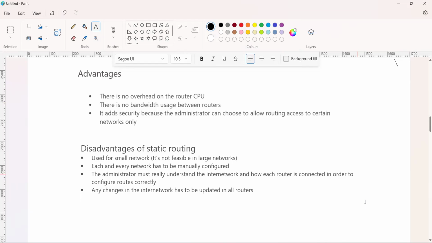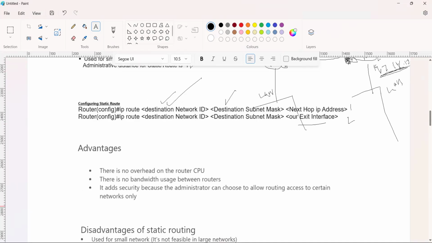Any changes in the network have to be updated in all routers. If any update occurs here, we have to change the entire routing tables. So there are some disadvantages, but mainly the security part is okay. Some government organizations use static routing, but in real time we use dynamically configured routing. This is all about static routing.